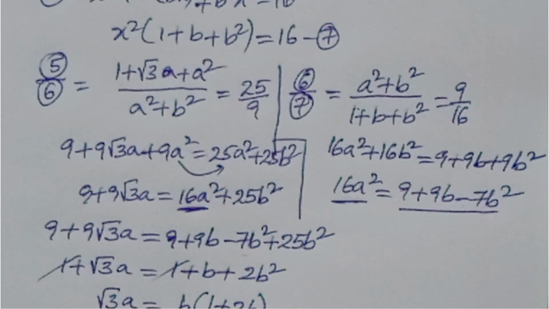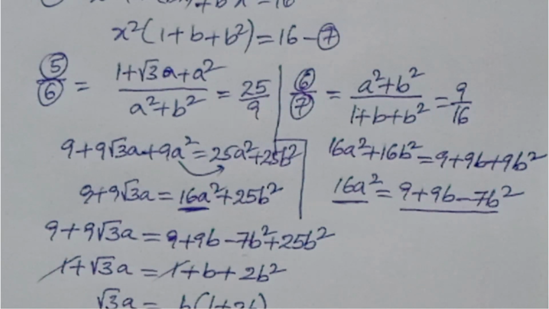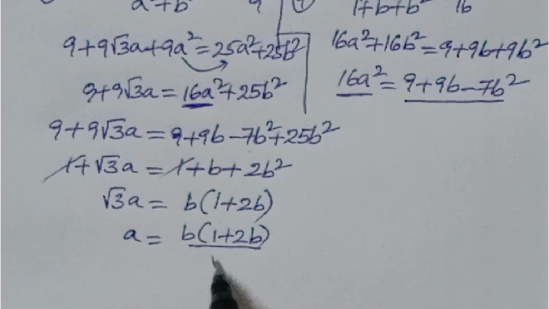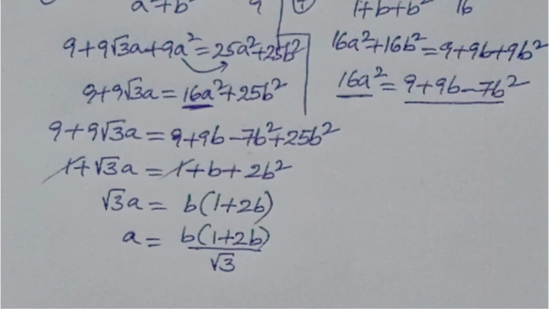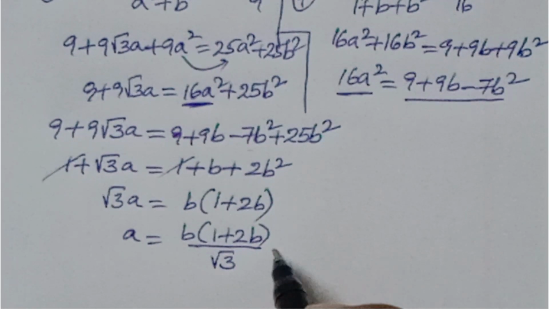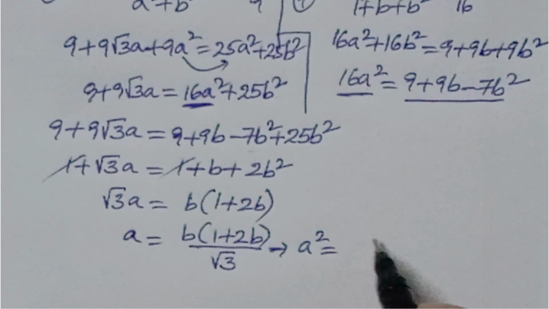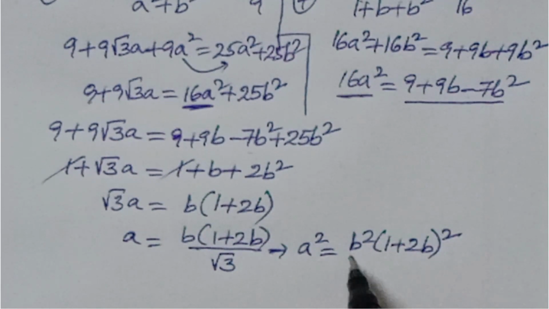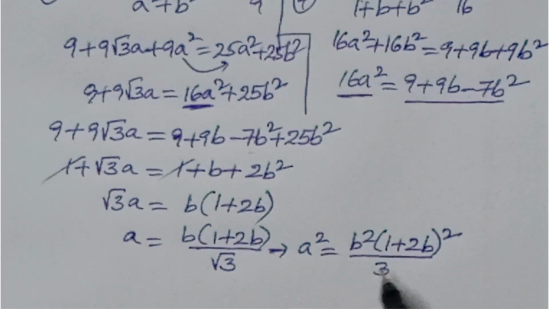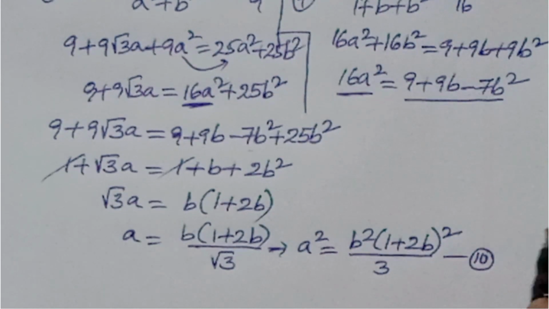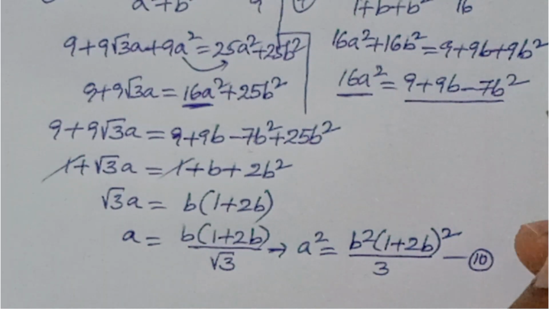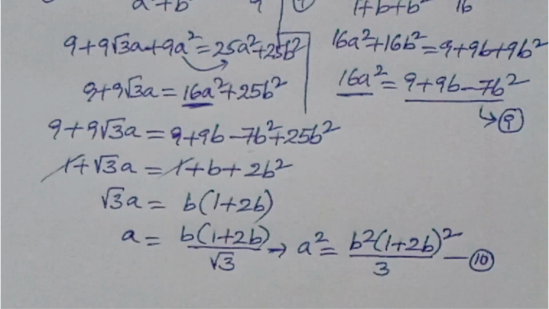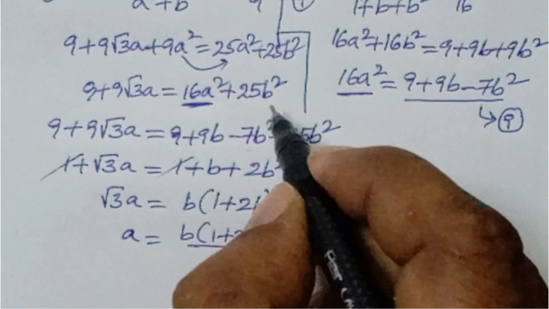So here a is equal to b into 1 plus 2b by root 3. So here we want a square value. That implies a square value will be b square into 1 plus 2b whole square by 3. Let it be 8 now.